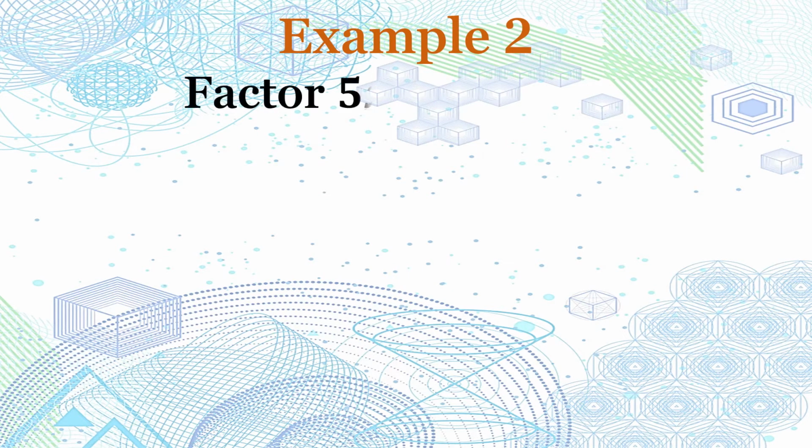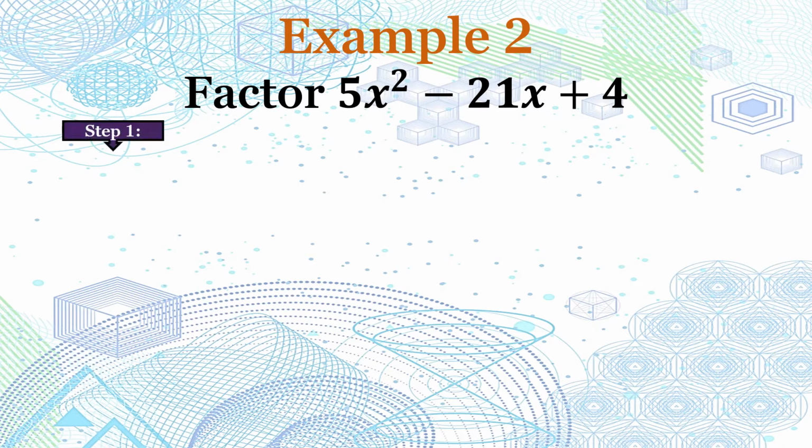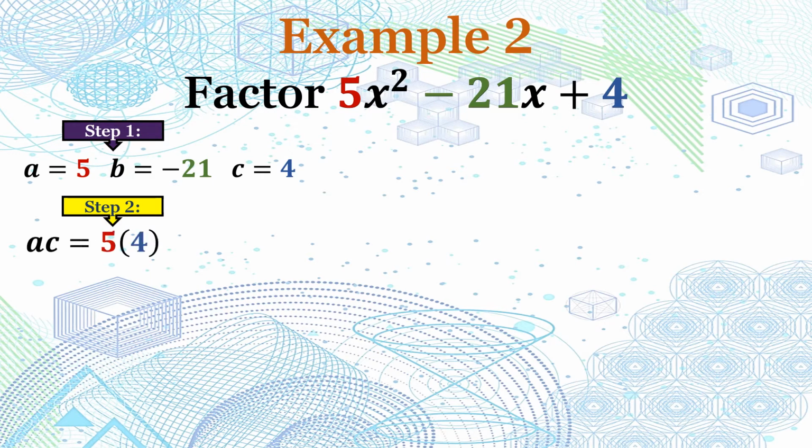Example 2, factor 5x squared minus 21x plus 4. So the first step is to identify a, b, and c. So a is 5, b is negative 21, and c is 4. And then we have to multiply a and c. So that will be 5 times 4 is 20.